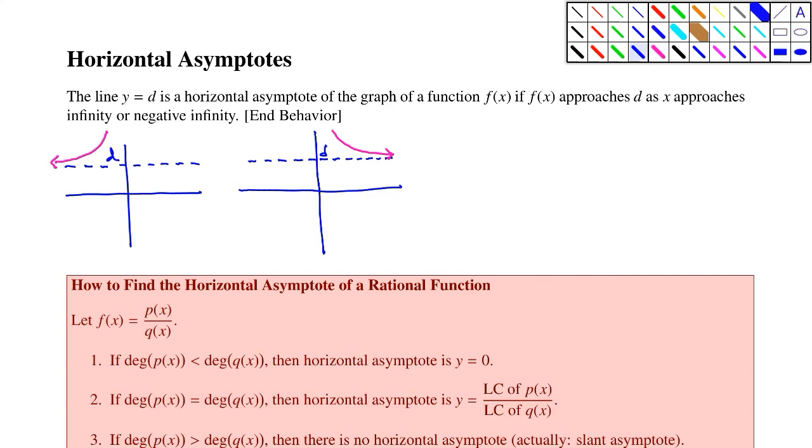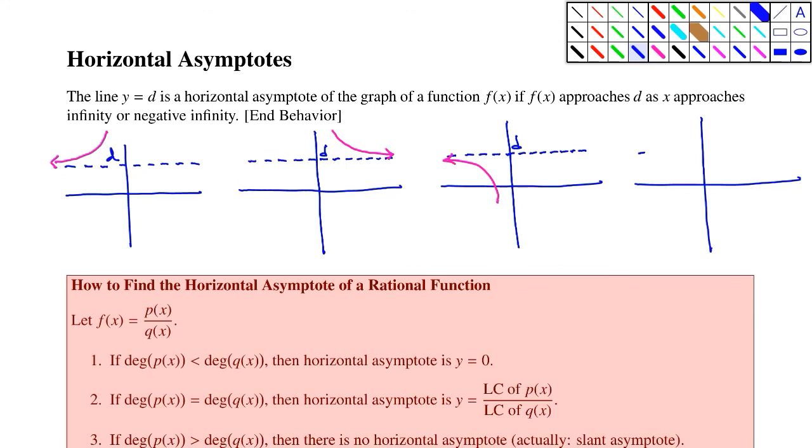And it can be from above, or it can be from below. It just has to get closer to that line as the x's move closer to infinity or negative infinity. And this is a type of end behavior. It's a different end behavior than what we studied for polynomials. It is part of the end behavior pattern for rational functions.